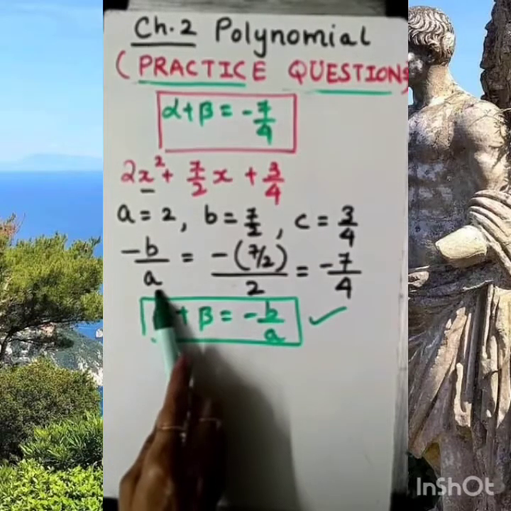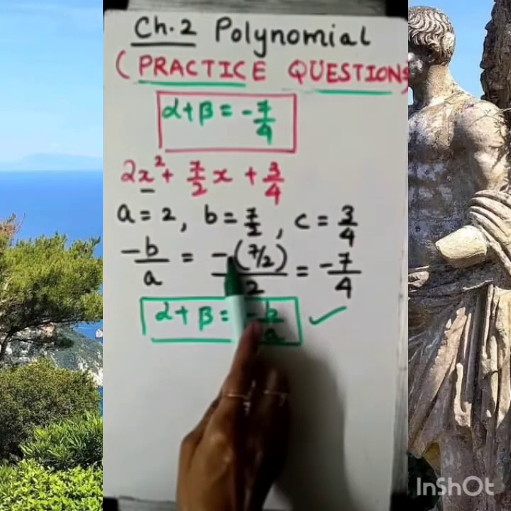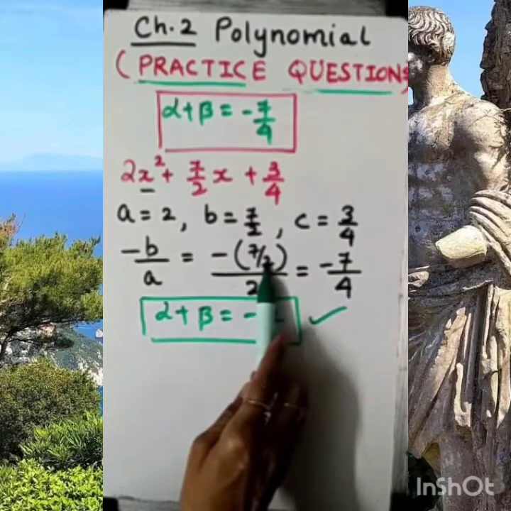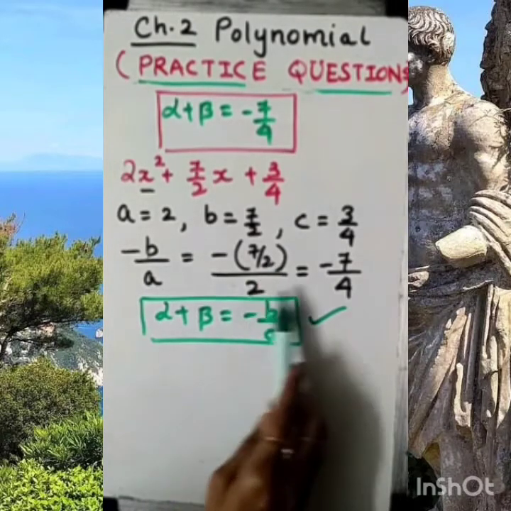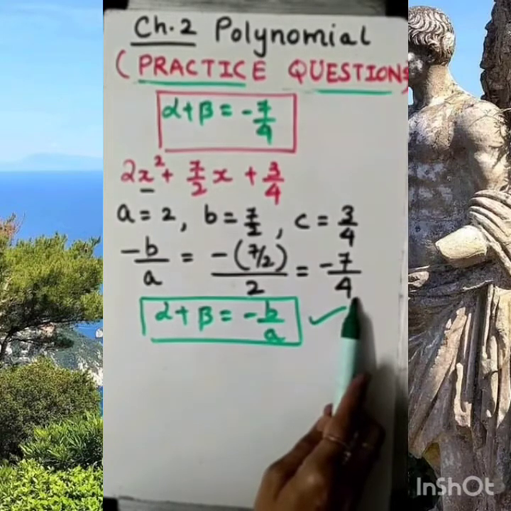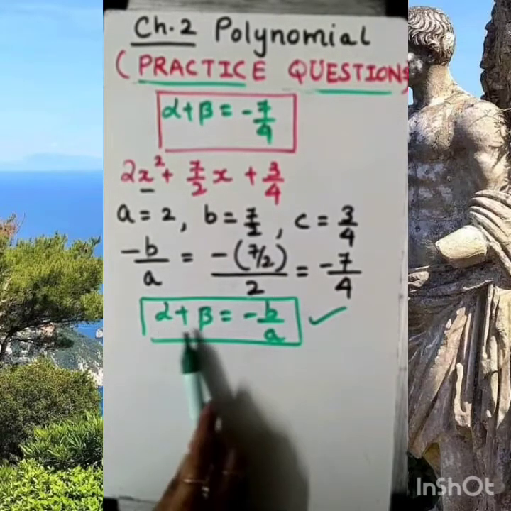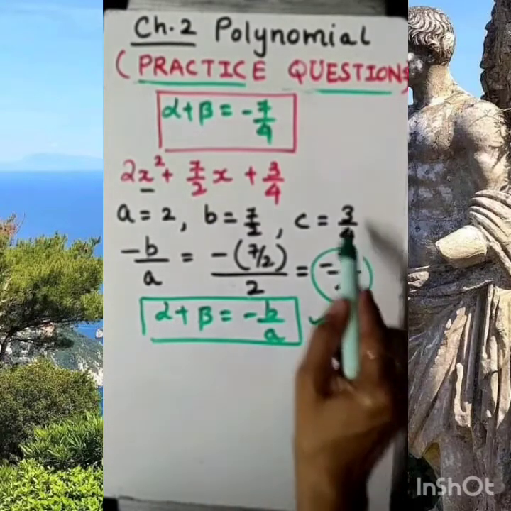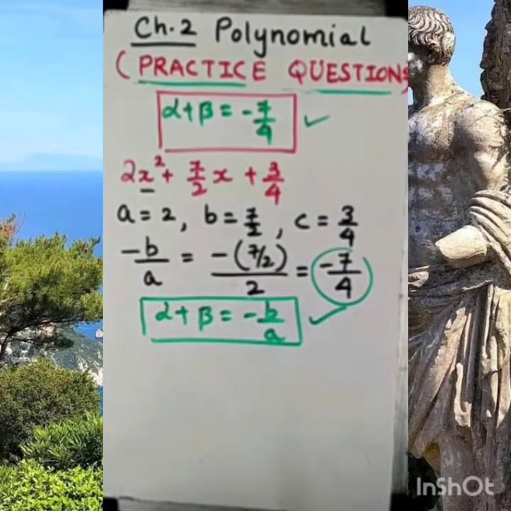Minus b by a, this value we have put here. The value of b is 7 by 2, which I have written in brackets, and 2 twos are 4. With the minus sign, it will become minus 7 by 4. So my dear student, alpha plus beta is minus b by a. Both answers are coming similar. You can see here.